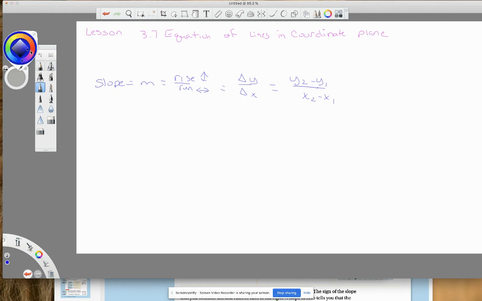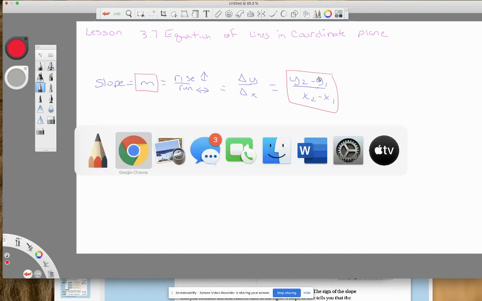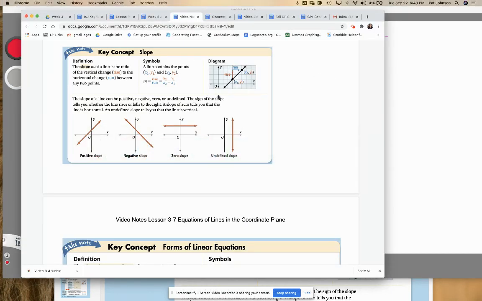But basically, we're going to use the letter m to represent slope, and this is our formula that we're going to use to solve for it. All right, so it's between any 2 points. We just have to have 2 points of the line. Now, a slope can be positive, negative, 0, or undefined. So the sign of the slope tells you whether the line rises or falls to the right. A slope of 0 tells you that the line is horizontal. And an undefined slope tells you that the line is vertical. And we'll talk more about these in a minute.